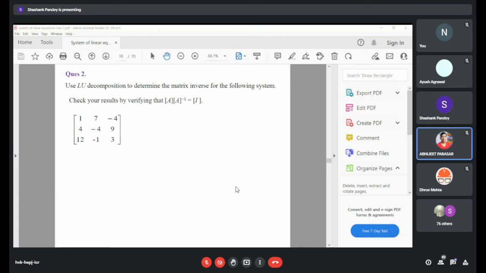Okay, sir. You also try this part. Sir, can you send this PDF up till here? I'll share the PDF, but first you try it on your own.